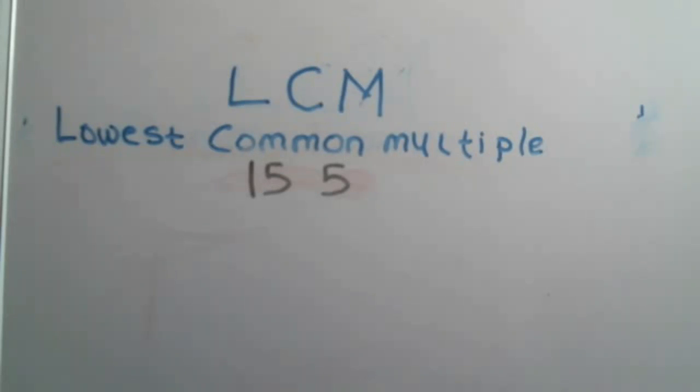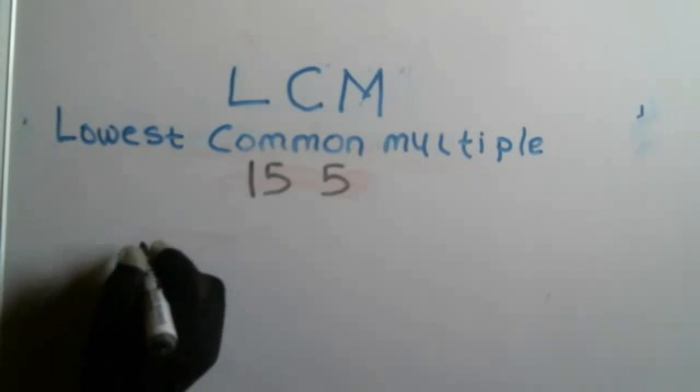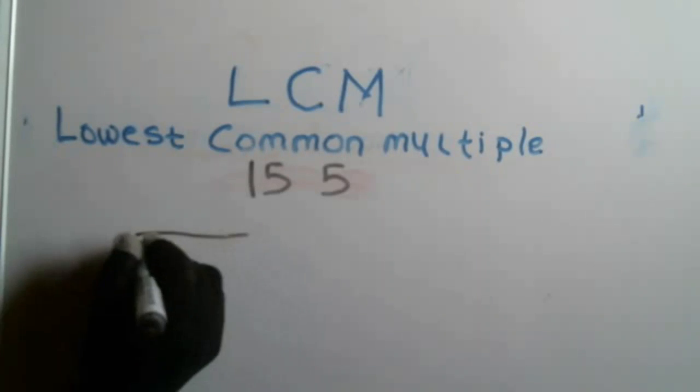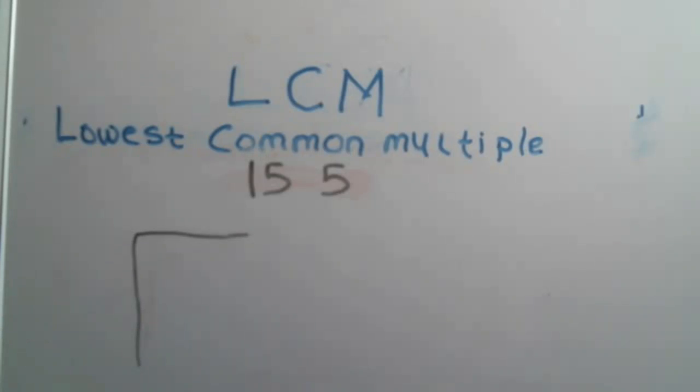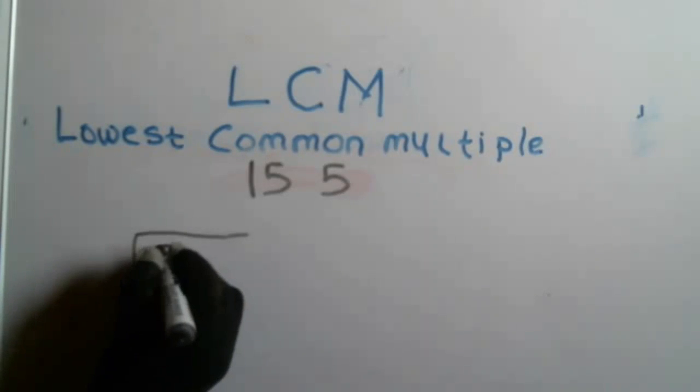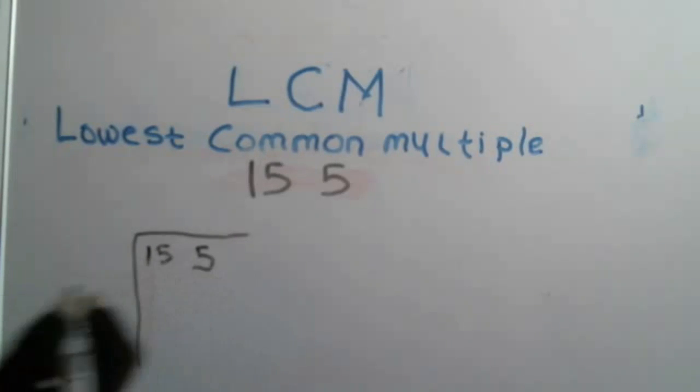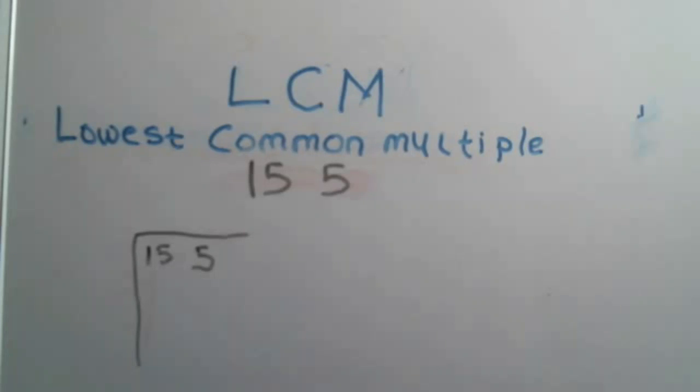We want to find the LCM of 15 and 5. Let's go. We slot in the 15 here and we write the 5 there. So what's the smallest number that 15 can divide with no remainder, and that 5 can divide with no remainder?